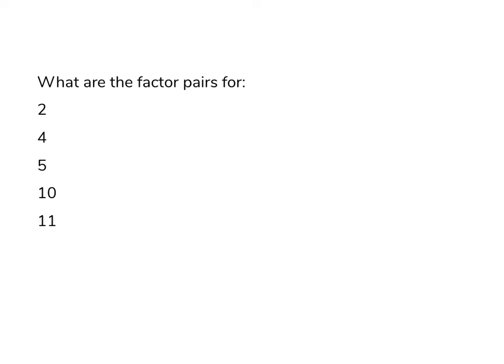2 has the factors 2 and 1 because 2 times 1 equals 2. 4 has the factors 1 and 4, and also 2, because 2 times 2 is 4. 5 has the factor pair 1 and 5. 10 you can multiply with factors 1 and 10, and also 2 and 5. 11 has the factor pair 1 and 11.